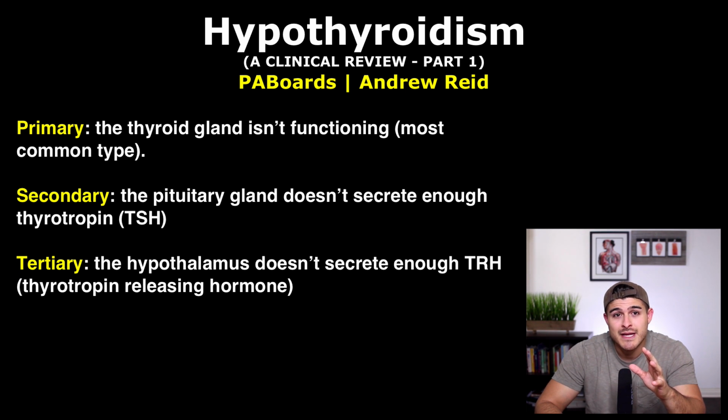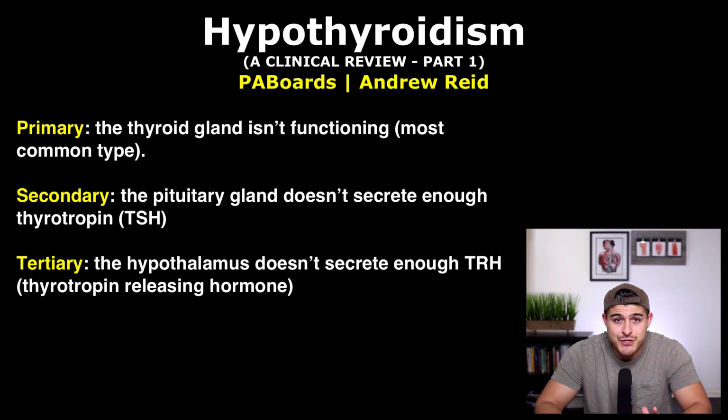Secondary hypothyroidism is when we have a pituitary problem, right? The pituitary gland isn't secreting enough TSH, thyrotropin secreting hormone. And this is going to result in an underproduction of thyroid hormone. We have T3 and T4.